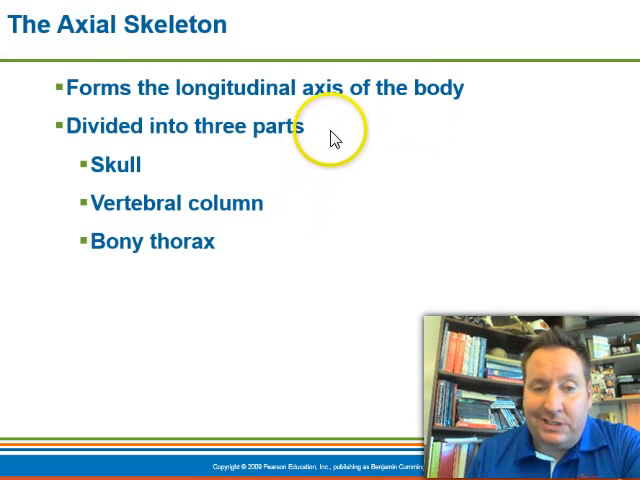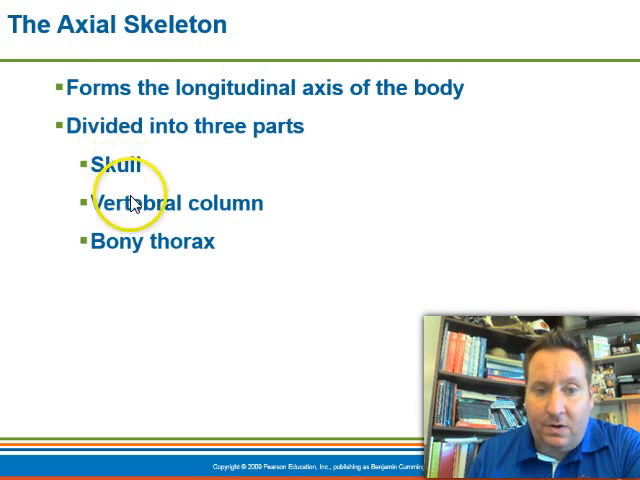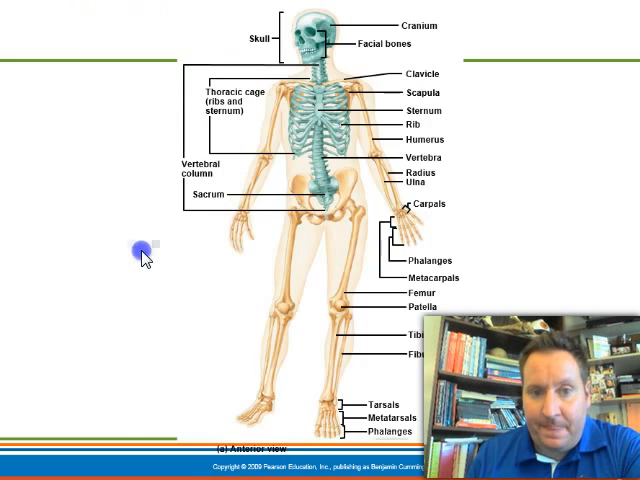We took a look at the axial skeleton. I introduced that to you a little bit earlier. It forms the longitudinal axis of the body. The three parts of the axial skeleton are the skull, the vertebral column, and the bony thorax.